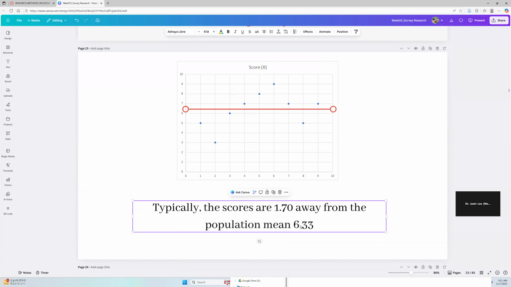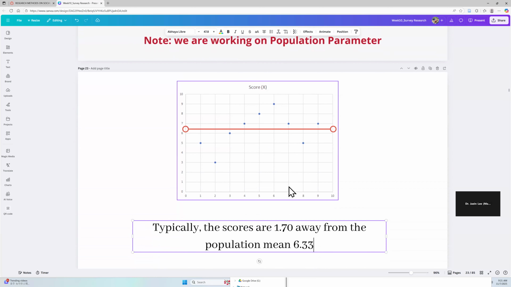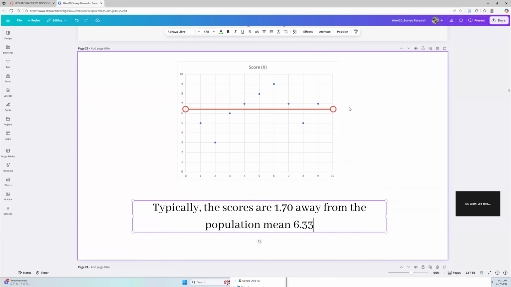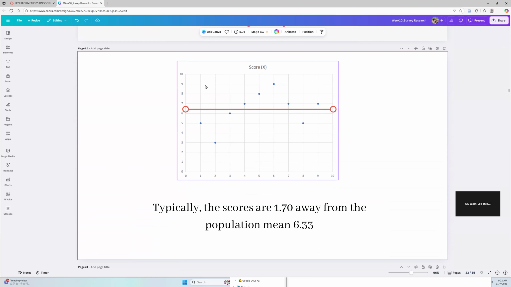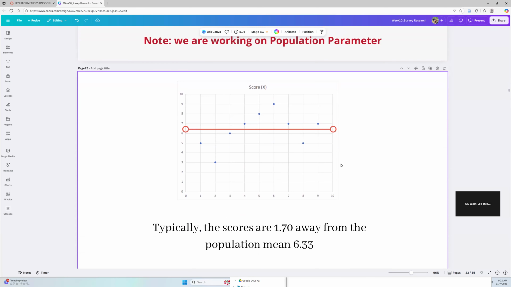I calculated that. 6.33 is the average among those numbers, so in this variable, 6.33 is the average. And all the cases are spread out from the mean, right? After calculating the standard deviation using these equations, which again you don't need to calculate, the standard deviation is 1.7. The general interpretation of a standard deviation of 1.7 is that, typically, the scores are 1.7 away from the population mean, or the mean of 6.33.